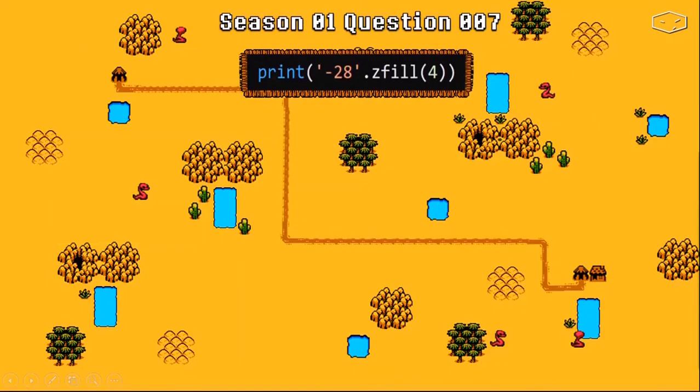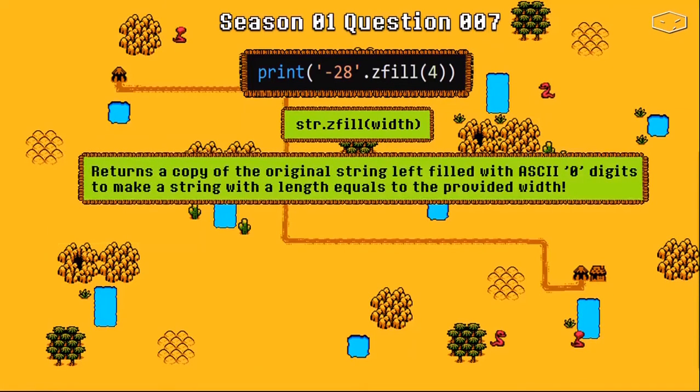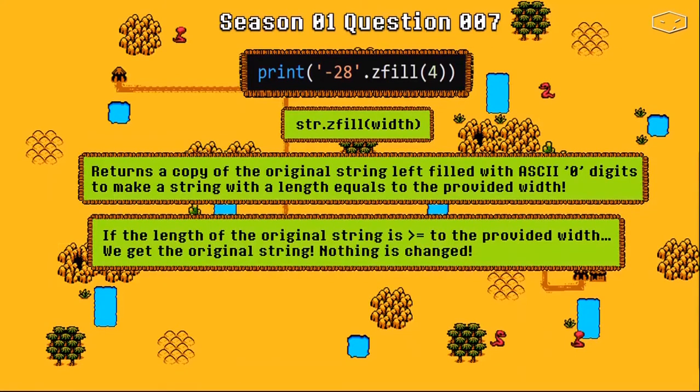Let's understand this. First, zfill receives just one parameter, the width, and it returns a copy of the original string left filled with zeros to make a string with a length equals to the provided width. If the length of the original string is greater or equals to the provided width, we get the original string.